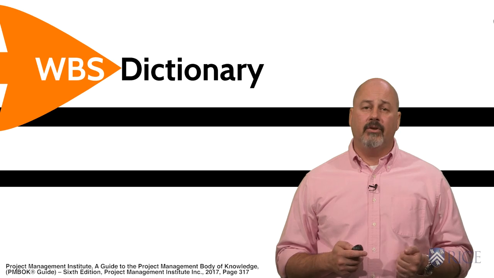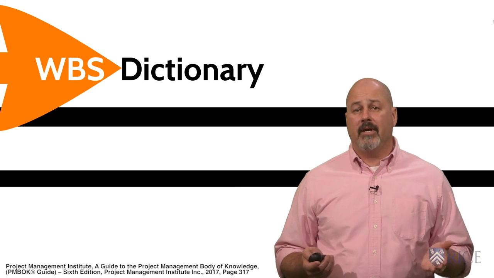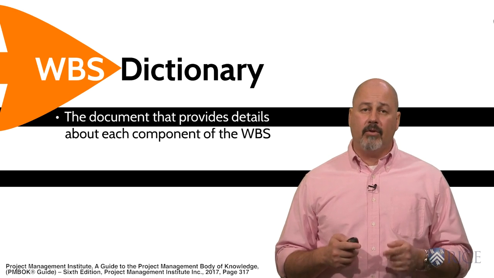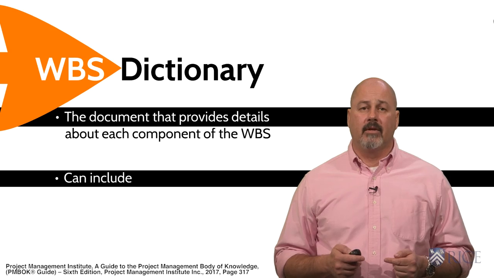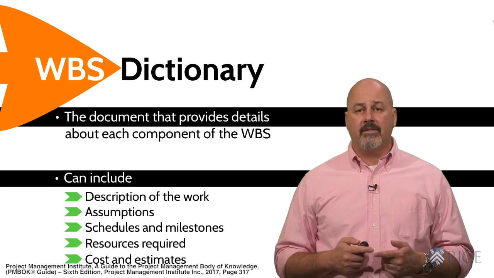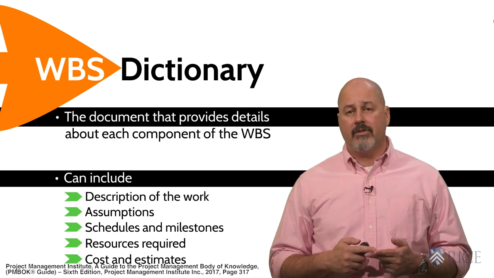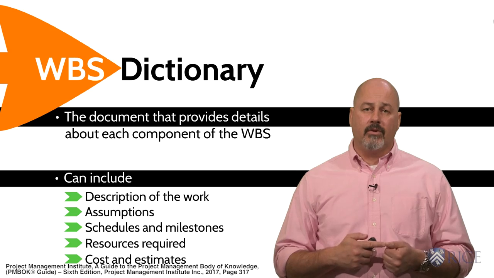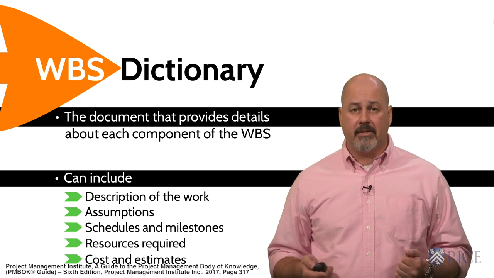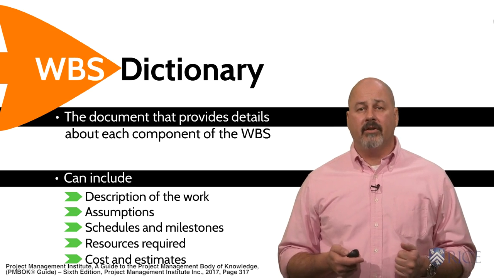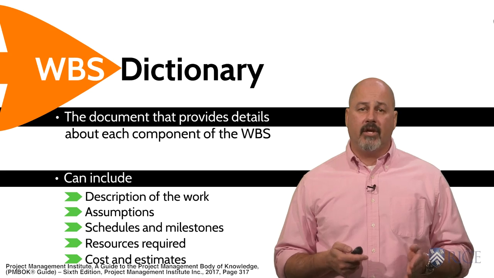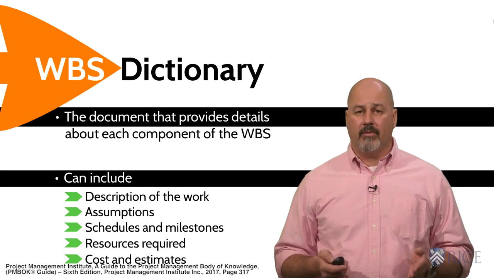The last thing you should include in your work breakdown structure is a WBS dictionary. This simply provides details about each component of the WBS and should include things like the description of the work, assumptions, schedules, milestones, resources, and your cost estimates. This is important because it clearly articulates any details necessary for everyone involved to understand what is required and why it's important to the project.